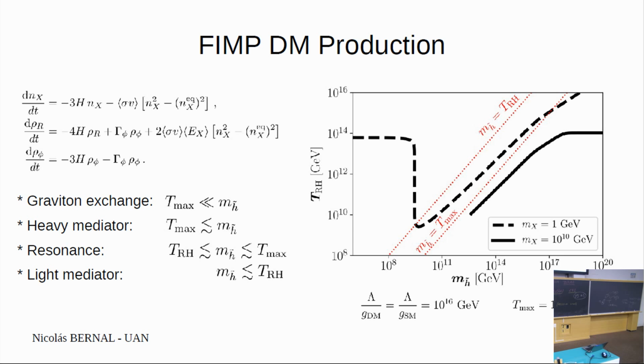So I want to emphasize in these two cases, the case where the mediator is heavier, and in the resonance, because in that case, I told you before, the dependence on the cross-section is higher than T⁻⁶. That means that the bulk of the dark matter production happens between Tmax and T reheating.